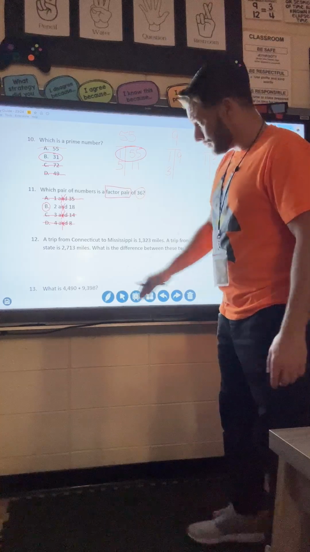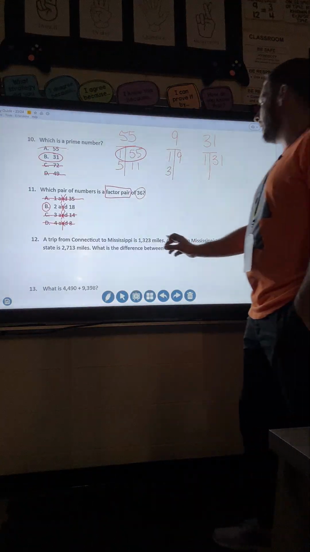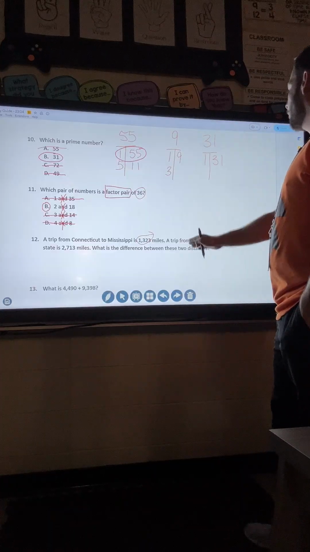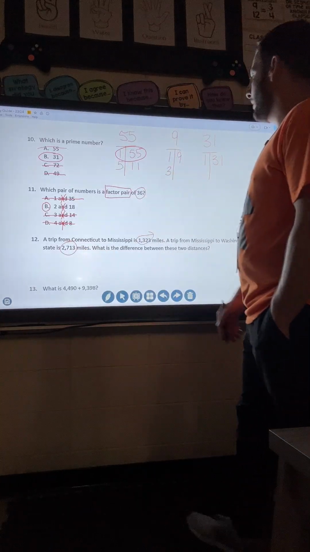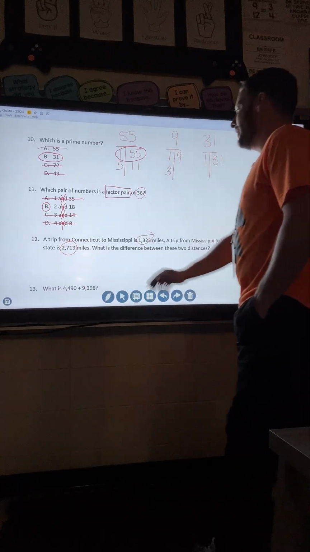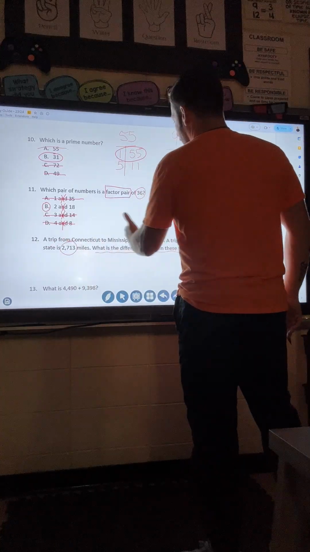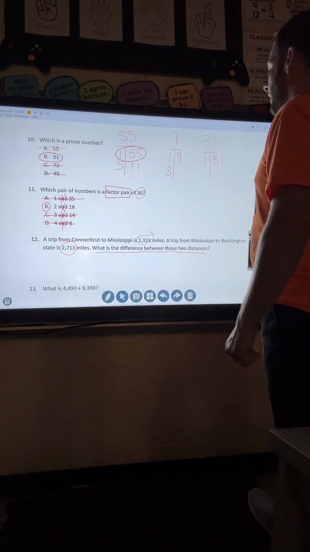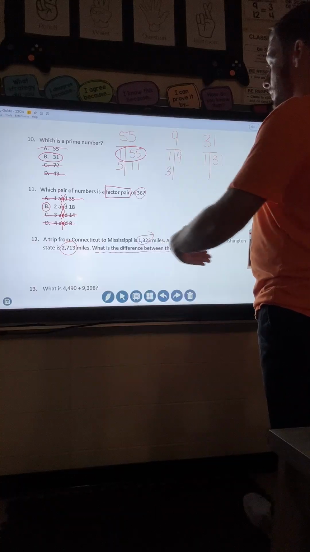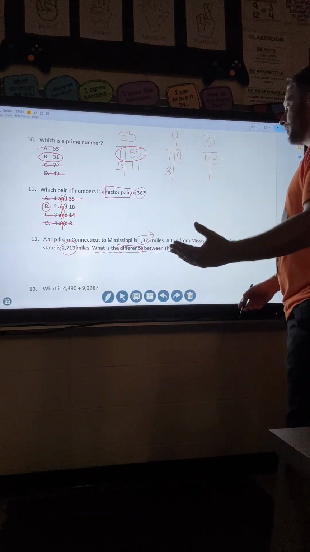Practice your multiples. Number 12 says a trip from Connecticut to Mississippi is 1,323 miles. A trip from Mississippi to Washington State is 2,713 miles. What is the difference between these two distances? I always tell students, circle your numbers, underline your question. What are your math action words that stand out? When we went over this in class, difference was our math action word, and we know that's subtraction.